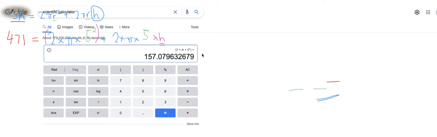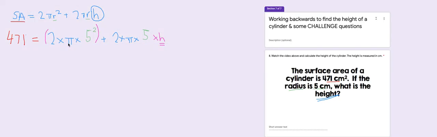2 times pi times 5 squared gives you 157.0796, etc. So this is like saying 157.08. Now we need to be exact. So we've just figured out the value of this. Now I want to get rid of this and move it to this side, because I want to eventually end up with just h on its own. So the first step is to get rid of this, and then we'll work with what we have here.